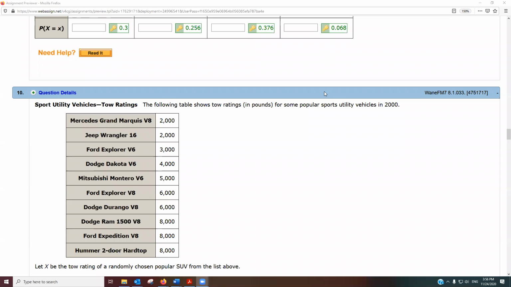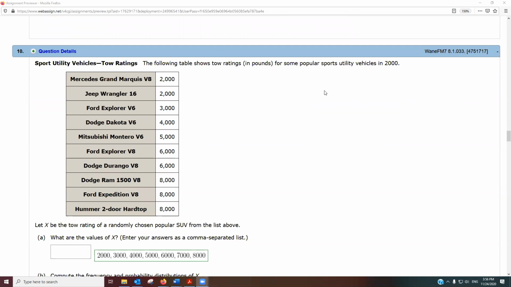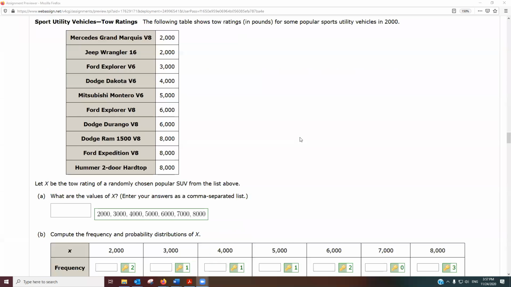All right, folks, let me do a few more examples here. This is a data table, and it's showing the towing rating for different vehicles. The first question is, what are the values of the random variable X? Well, I'm really just going to list out the unique values that I see here, 2,000, 3,000, 4,000, and so on. Then they're going to ask me to come up with a frequency table and a probability distribution.